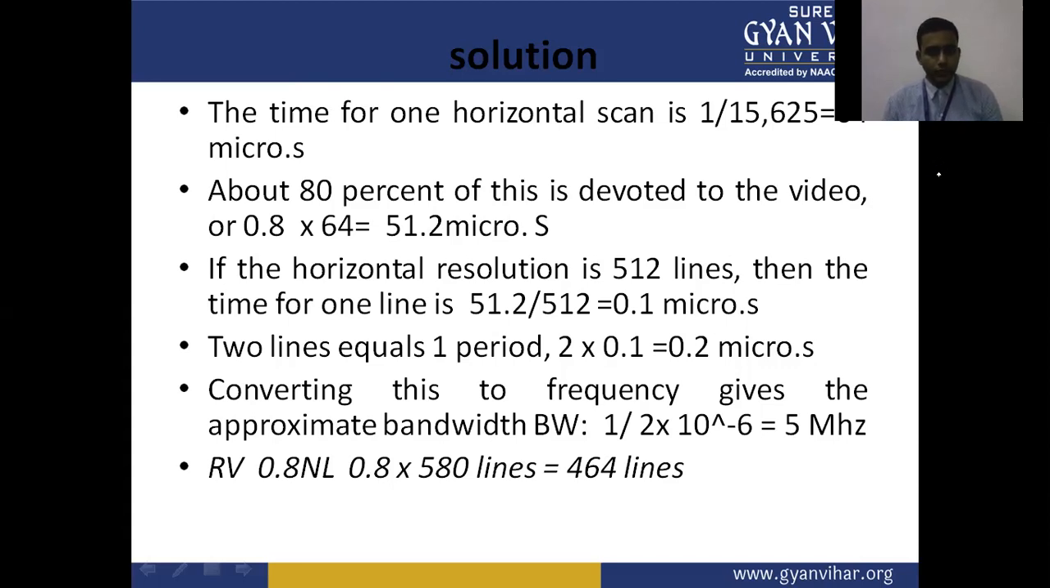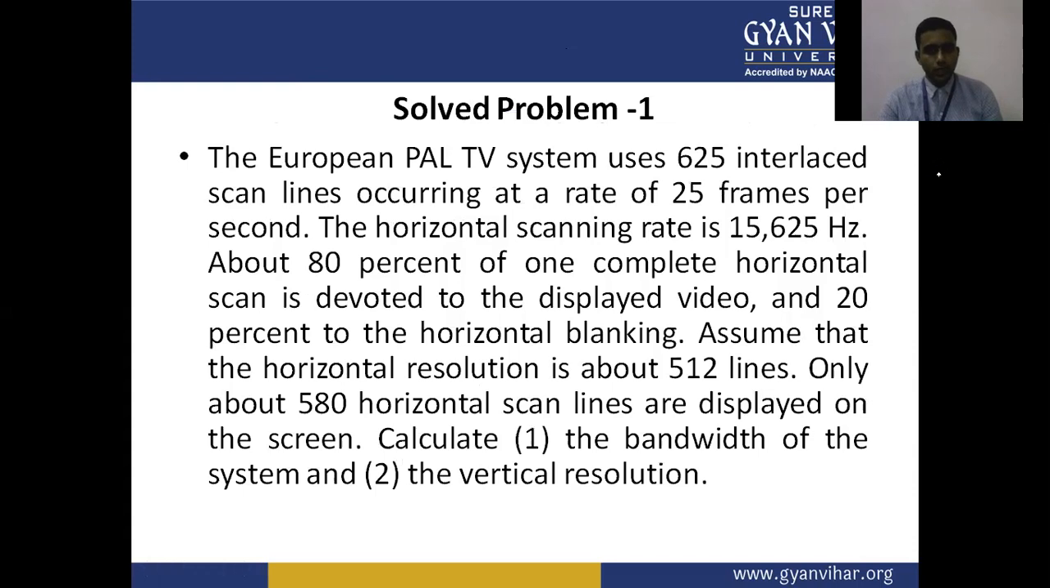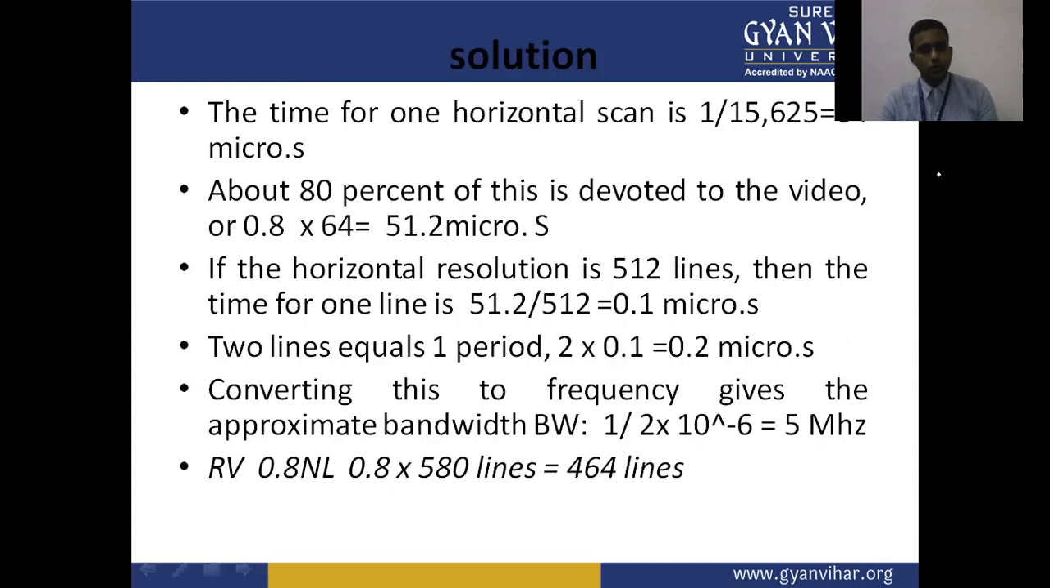Converting this to frequency gives the approximate bandwidth, that is 1 upon 2 into 10 to the power minus 6, equal to 5 megahertz. So the vertical resolution VR is equal to 0.8 into L, that is 0.8 into 580 lines, that is 464 lines. This is the vertical resolution, or VR.